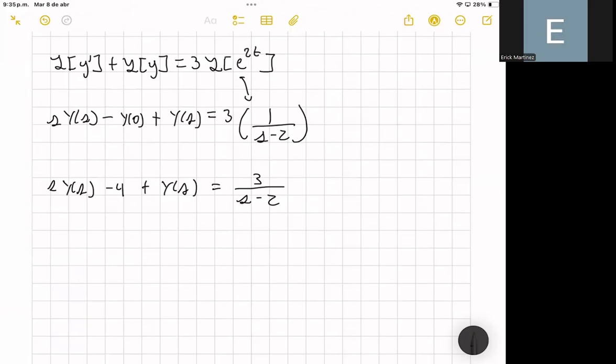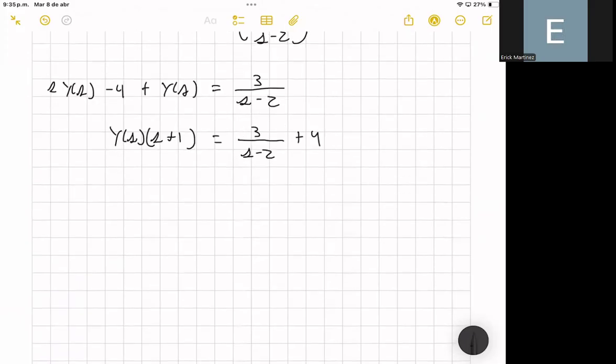So we can do that as follows. We have 3 divided by s minus 2 plus 4. And in the left side, we will have y of s times s plus 1. Okay, and now we need to solve this equation for y of s. So we can move this thing to this side by dividing. So we will obtain 3 divided by s minus 2 times s plus 1 plus 4 divided by s plus 1. Okay?